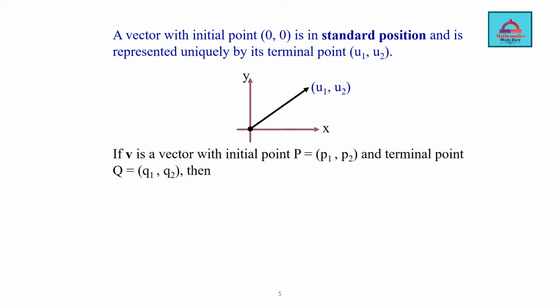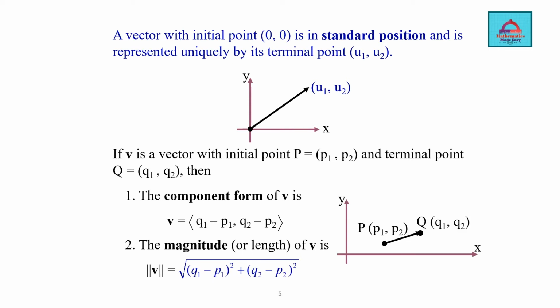So if the vector has an initial point p and terminal point q given by p1 comma p2 and q1 comma q2, then you subtract the components, x with x. So q1 minus p1 would be the x component, and q2 minus p2 the y component. So just subtract them to get the component, and p and q, these are the points on the graph.